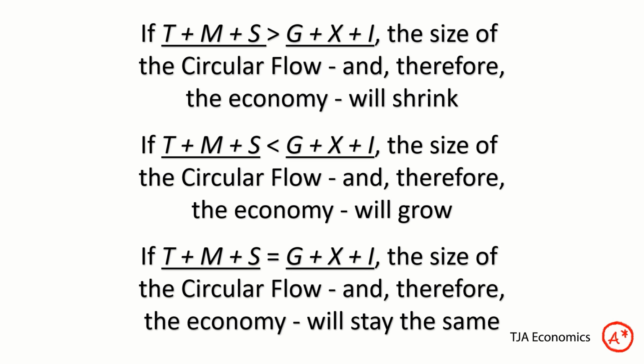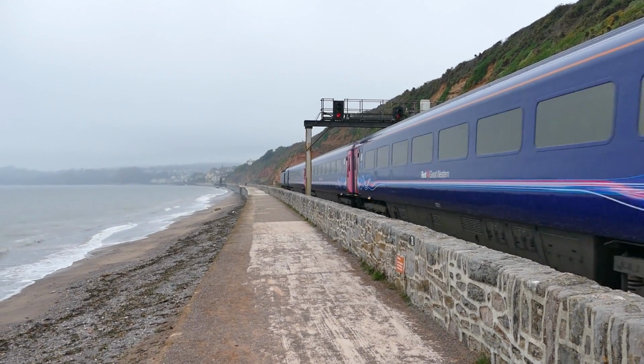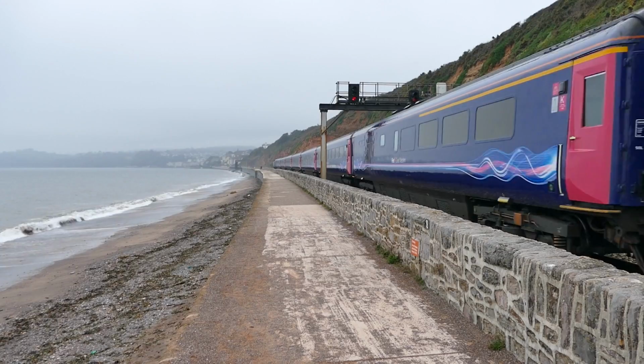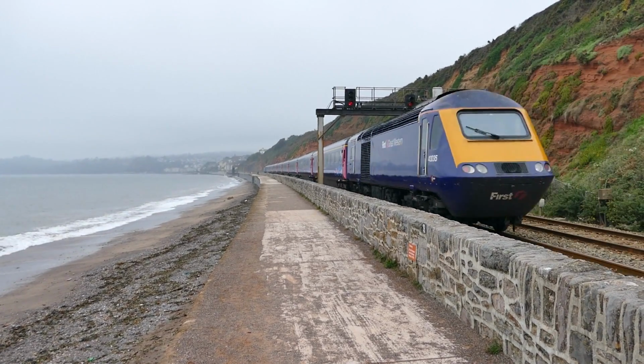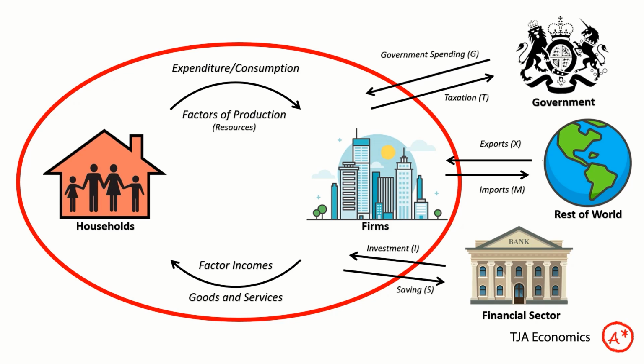And so you can see how we can start to use this model to look at how different actions and different policies will affect the size of the economy. For example, the government is spending a huge sum of money on HS2 at the moment in the UK. That's a big example of government spending. And the government spending that money will inject into the circular flow and make the economy bigger.